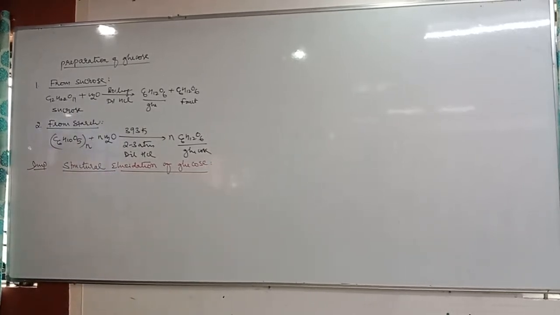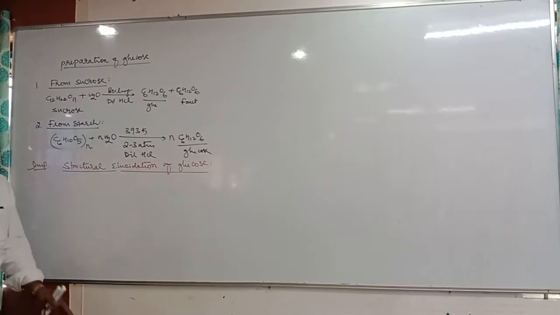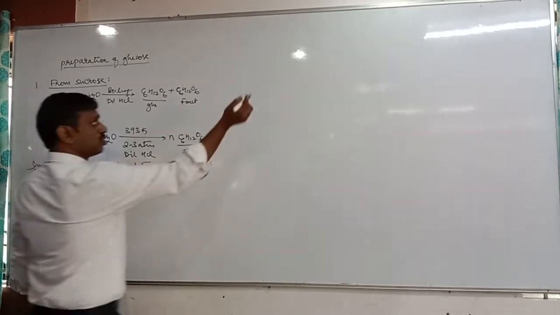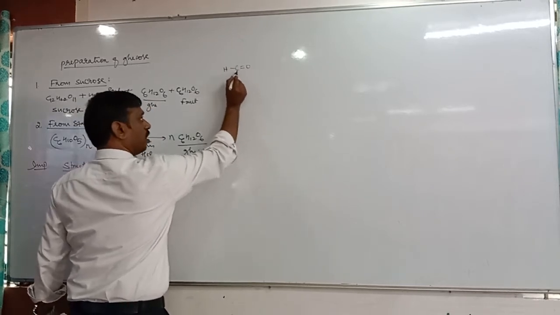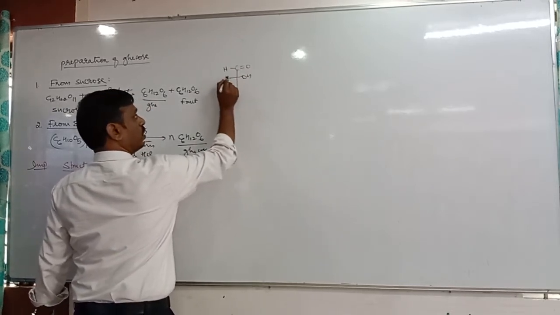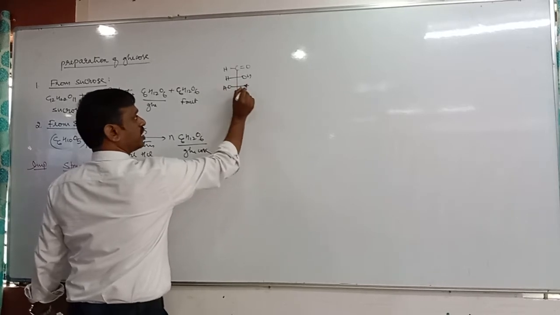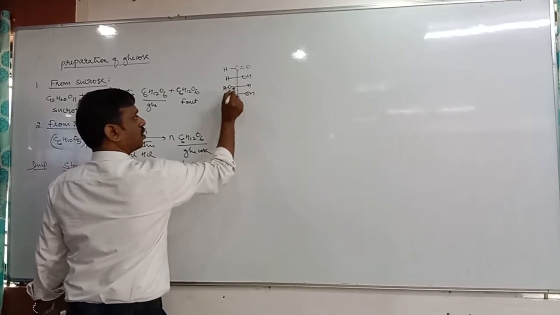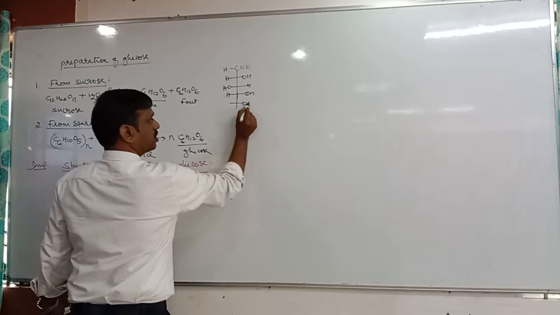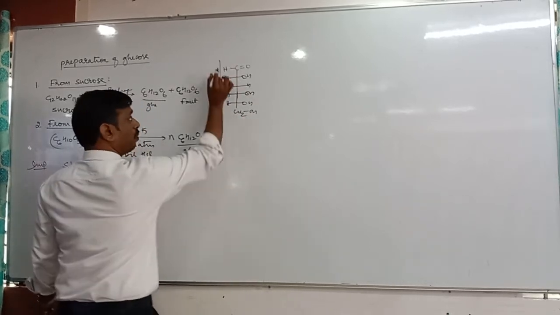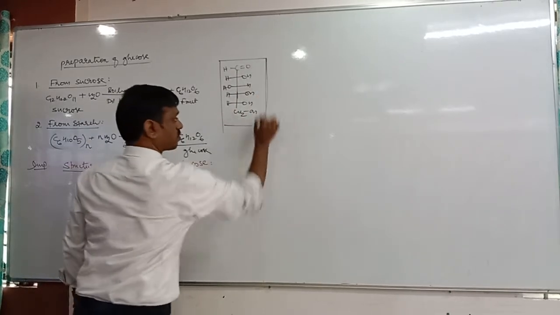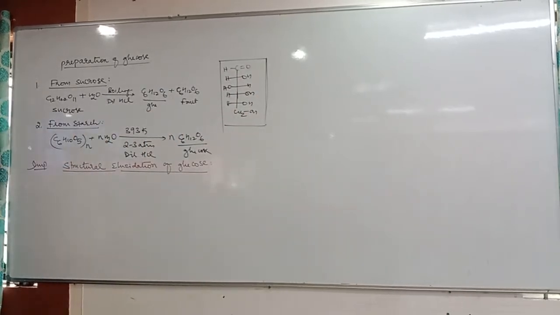Structural elucidation of glucose. Tell me, what is the structural elucidation of glucose? See, we know that the structure of glucose we already took yesterday. Glucose contains first carbon aldehyde group, second carbon OH, third carbon OH left side, fourth right side, fifth right side, sixth carbon CH2OH. This is the open chain structure of glucose. Okay, even in the last class we wrote it.